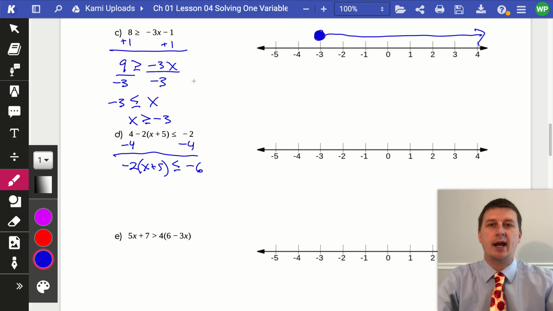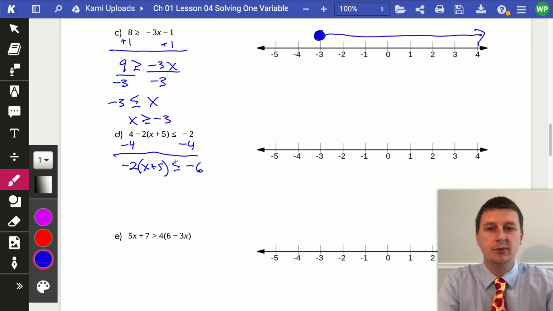We're allowed to subtract. That's okay. It's when we're multiplying or dividing by a negative number that we need to be careful. So subtracting is okay. We don't have to do anything with the inequality there. And then we're going to look at what we do next.